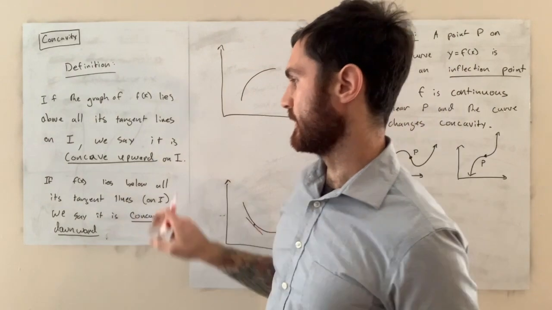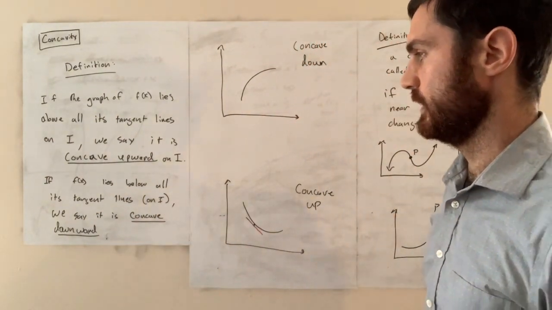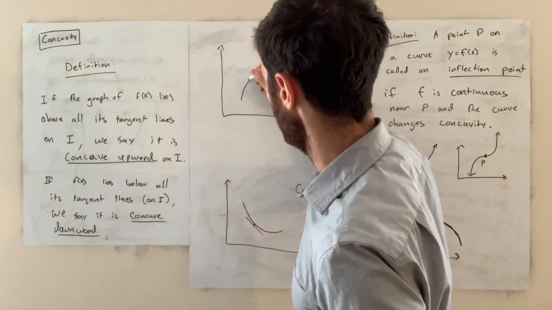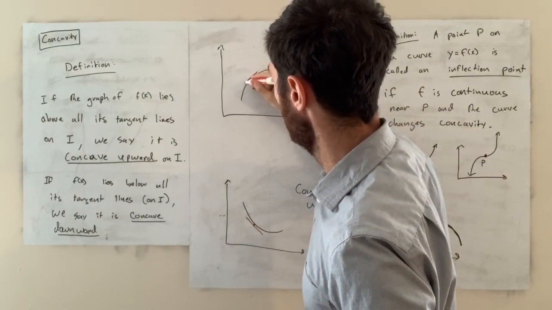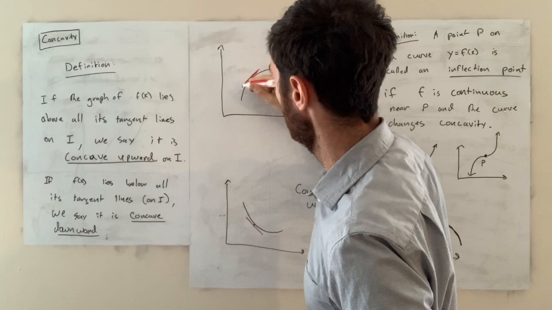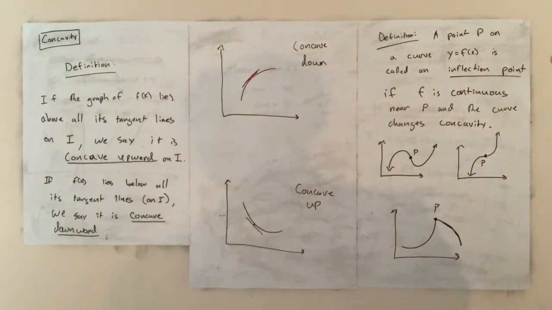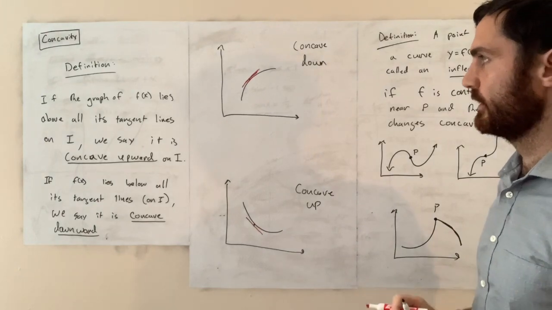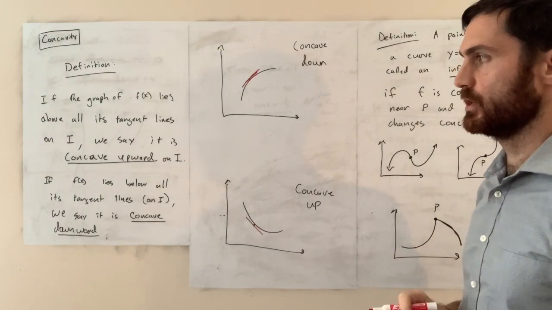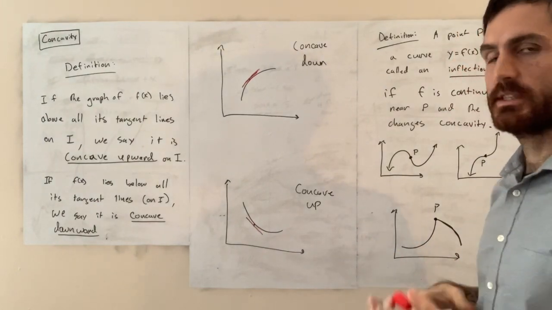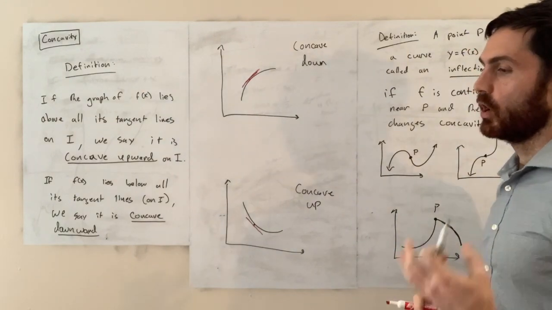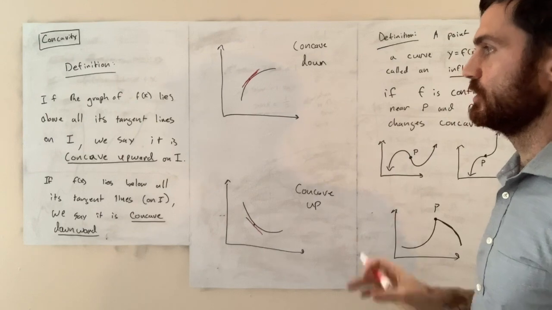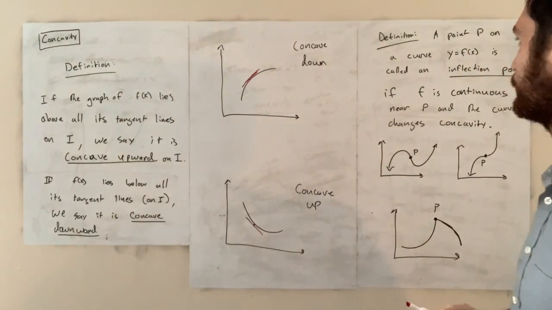And then if f of x lies below all its tangent lines on the interval, we say it's concave downward. So the picture is going to, again, be like that. So again, concavity has to do with where a graph of a function is with respect to its tangent lines. So concavity really has to be tied to the geometry of what's going on.